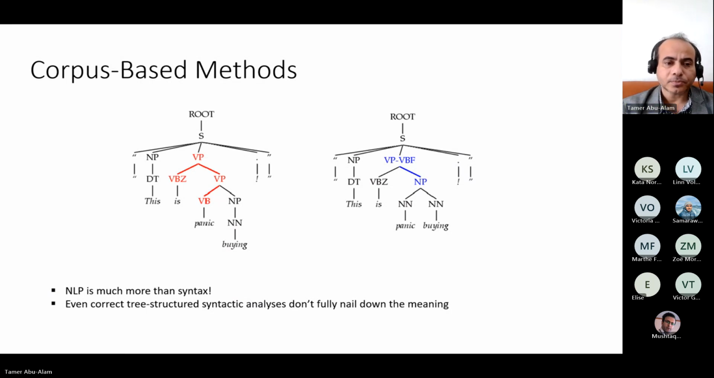And here, even a correct structure doesn't fall down to the mean. So even if you really have the structure of the sentence, this doesn't mean that natural language processing will catch everything, right?